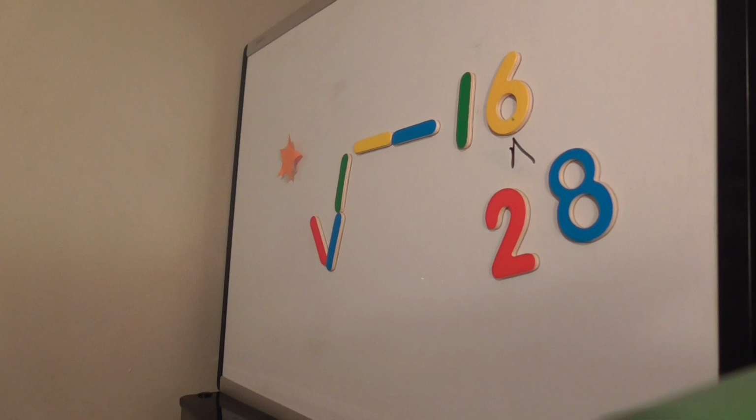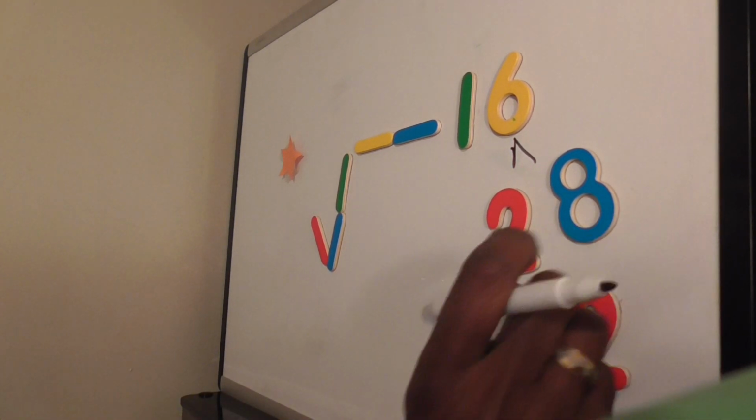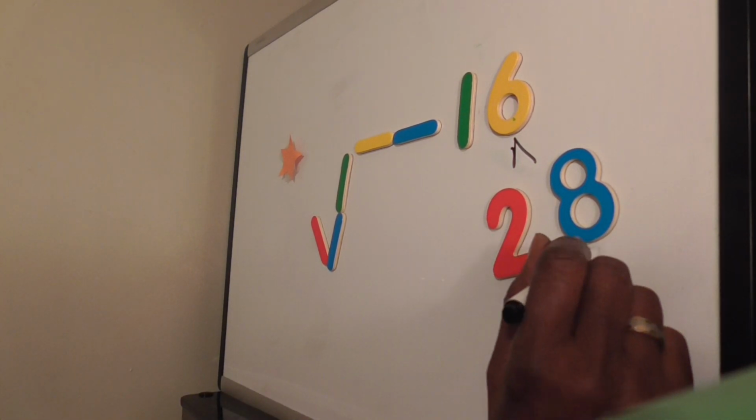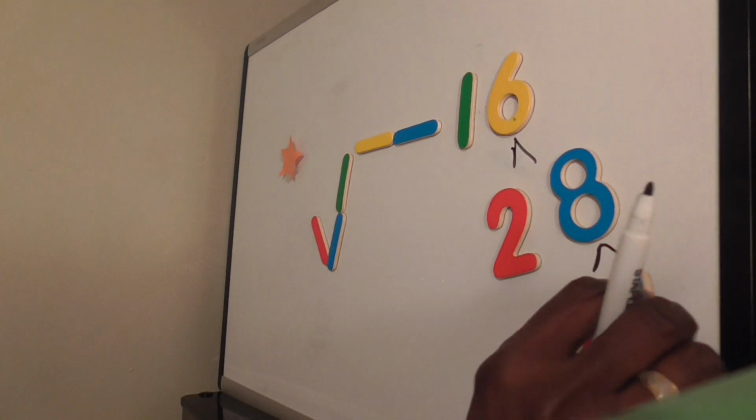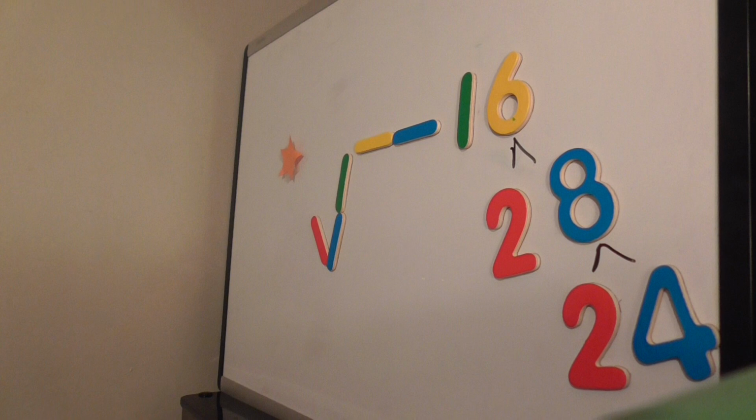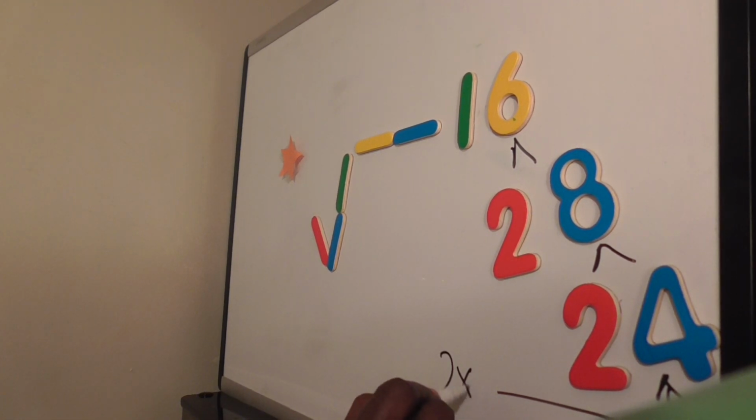2 times what equals 8? 2 times 4 equals 8. I'm going to write it over here. What 2 times what equals 4? 2 times 2 equals 4. All right. This is called the tree factor.